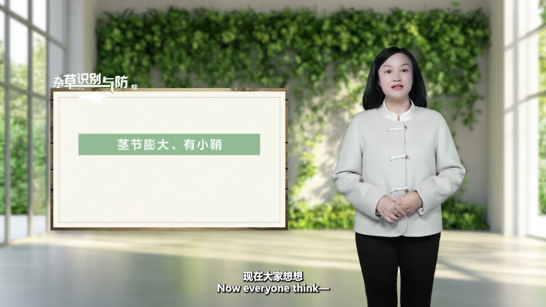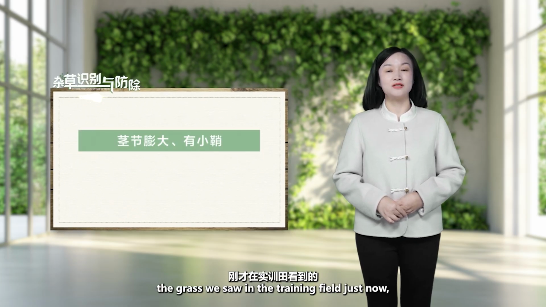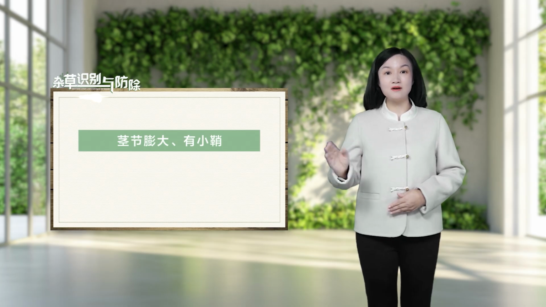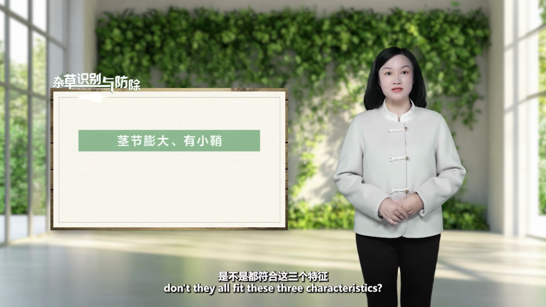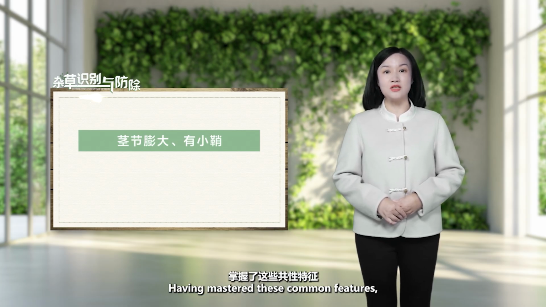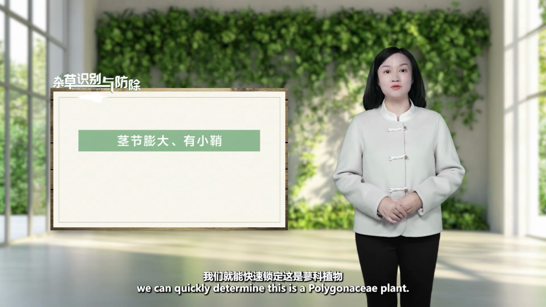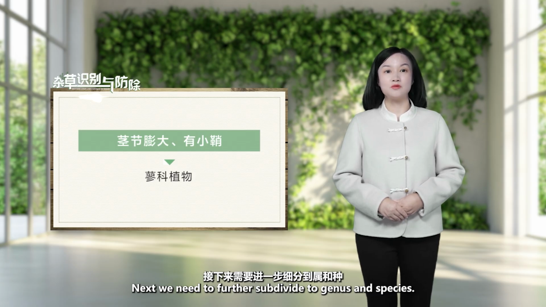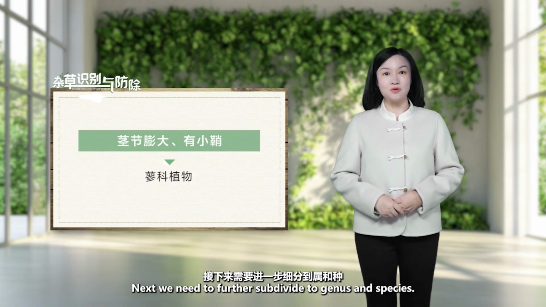Now, everyone think: the grass we saw in the training field just now, with swollen stem nodes and small sheaths, don't they all fit these 3 characteristics? Having mastered these common features, we can quickly determine this is a Polygonaceae plant. Next, we need to further subdivide to genus and species.